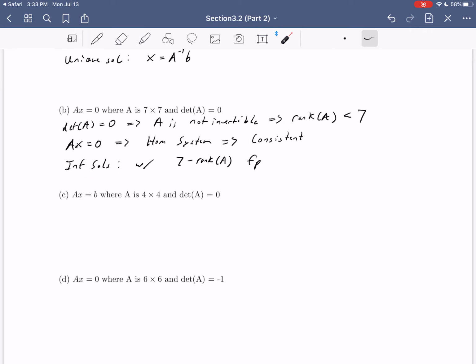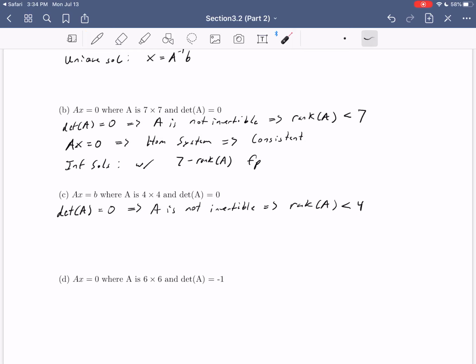All right, let's look at C here. So we have AX equals B, where A is 4 by 4, so 4 equations and 4 unknowns, and the determinant of A is equal to 0. So similar to the last one, we can say that the determinant of A is equal to 0 implies A is not invertible, which tells us in this case that the rank of A must be less than 4.